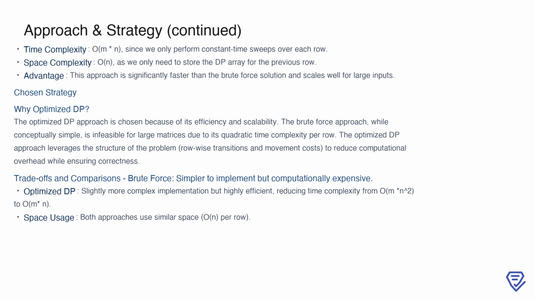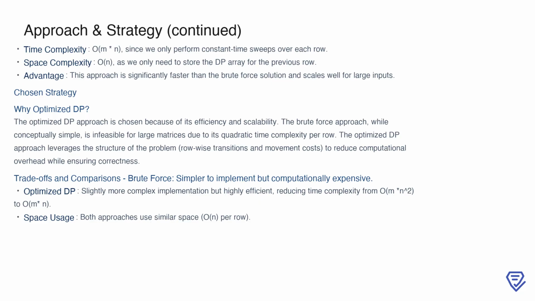In terms of space complexity, we require just O(n), as we only store the DP array for the previous row at any given time. This approach not only scales well for large input sizes but also ensures correctness. We chose this strategy because it strikes the right balance between efficiency and implementation complexity.